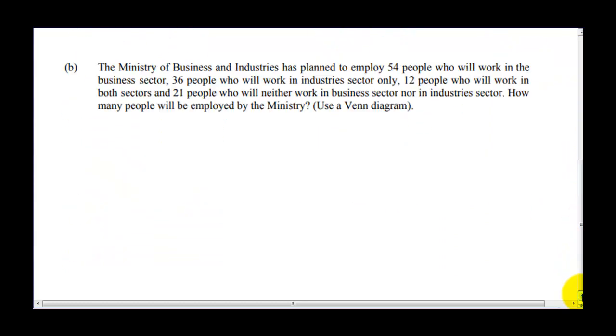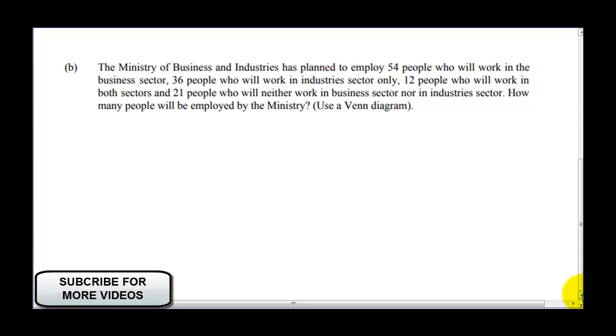So the next question says, the Ministry of Business and Industry has planned to employ 54 people who will work in the business sector, 36 people who will work in the industry sector only, 12 people who will work in both sectors, and 21 people who will neither work in the business nor in the industry sector. How many people will be employed by the ministry? Use a Venn diagram. Now, this is a set question. That is why it's asking you to use a Venn diagram.